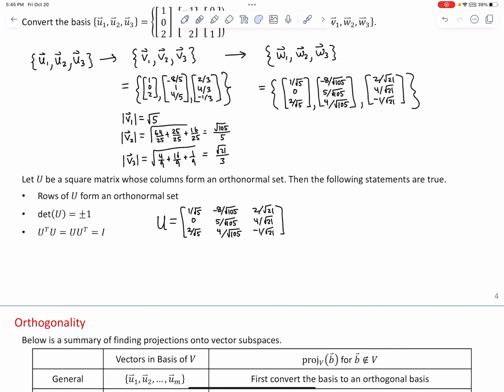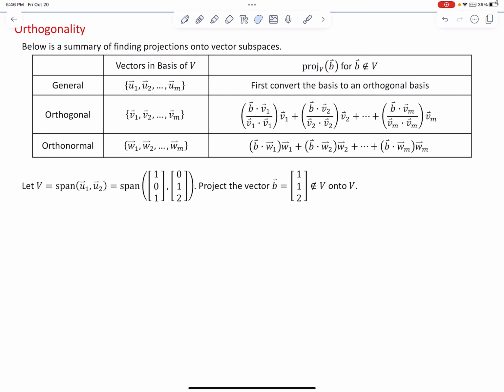But let's go to the next page. Below is a summary of finding projections onto vector spaces. So we have 3 cases. We could have a basis that's presented in just a general fashion. We'll use u's for those vectors. Let's call this a general basis. The vectors in this basis don't have to satisfy any conditions. They just need to be linearly independent in order to form a basis.